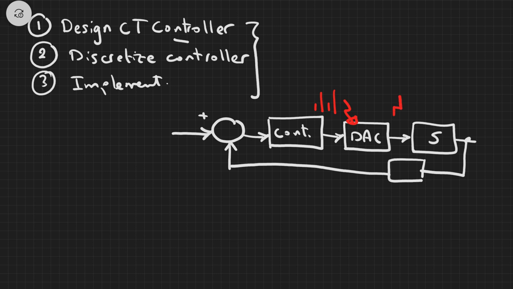The output from the discrete controller is some discrete samples like that. But after the digital to analog converter, if we use a zero order hold, for example, you will get a staircase shape like this. This is inherent in the discrete controller, and it's an effect that we have not taken into consideration while designing our continuous time controller.